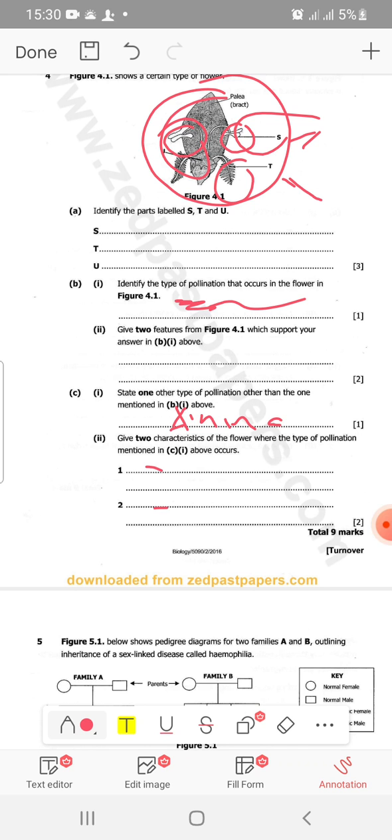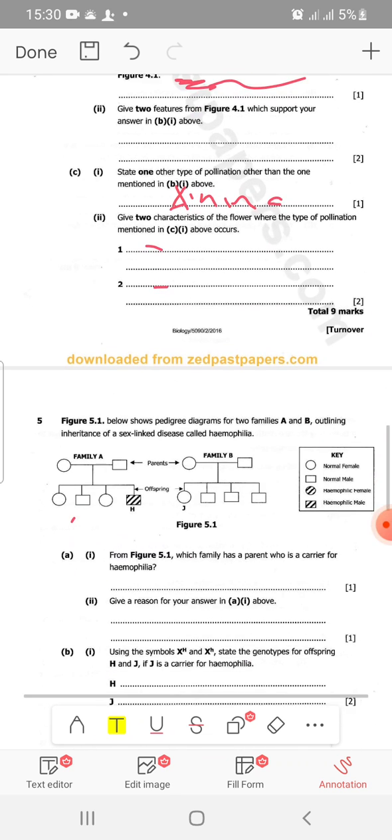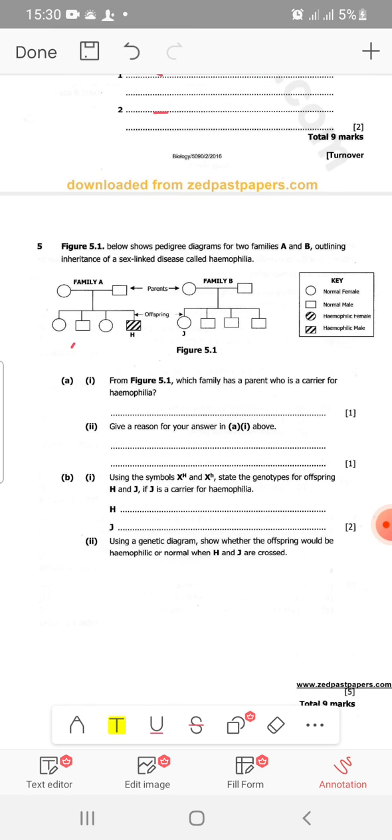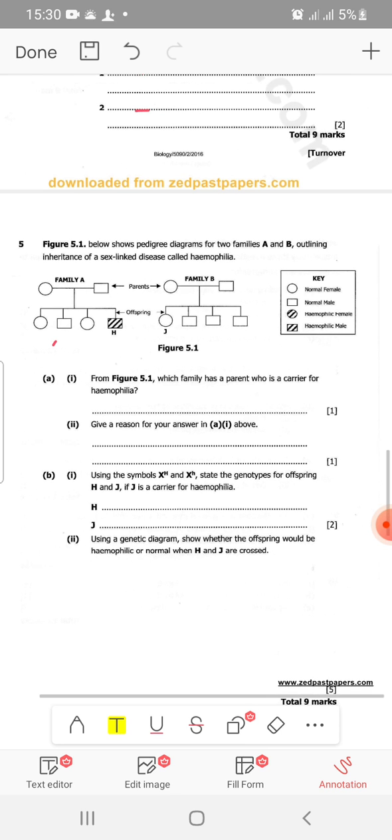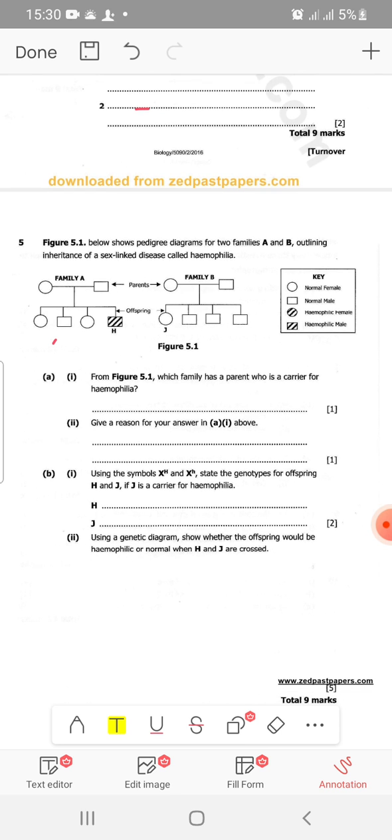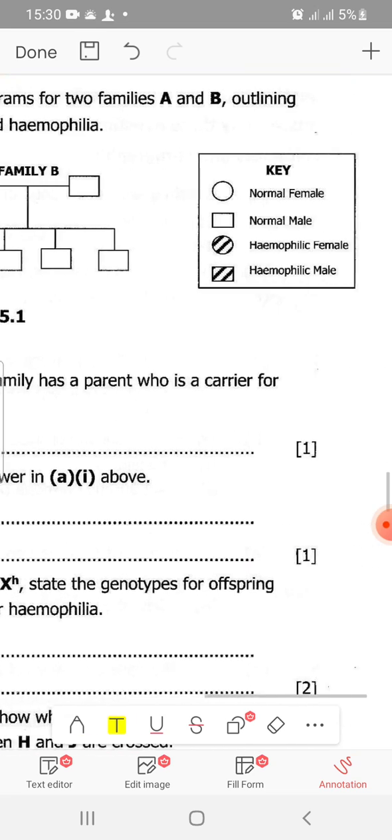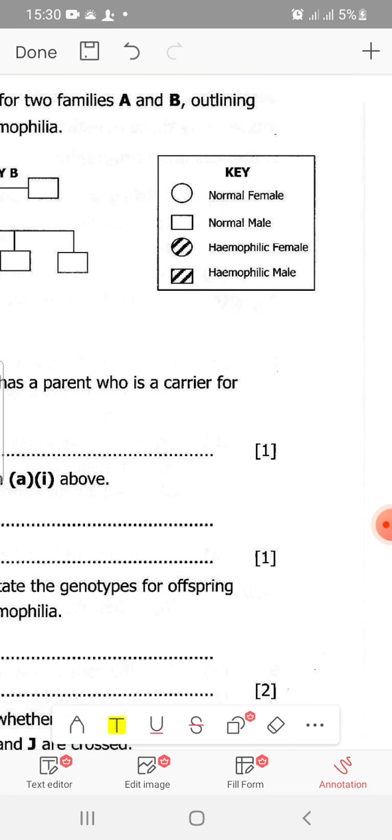Okay, question 5, coming from genetics. Figure 5.1 below shows the pedigree diagram for two families, A and B, outlining inheritance of a sex-linked disease called hemophilia. It's very important on this question to study the key closely. Now let us study this key together.